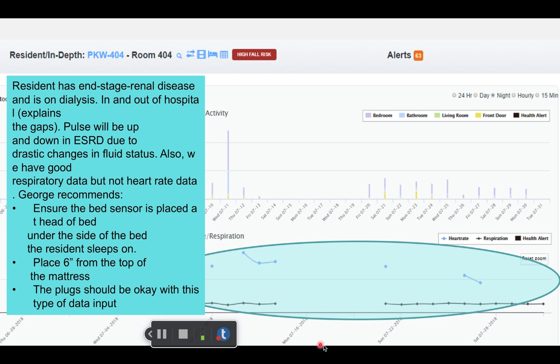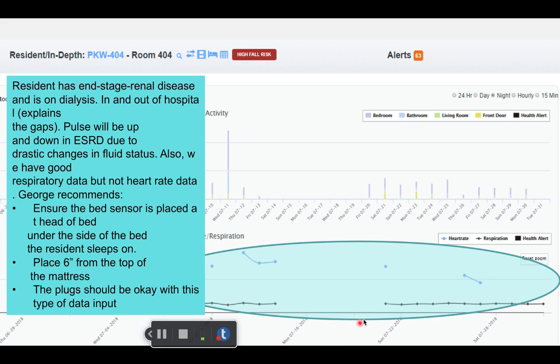I put an oval around this because that's what I want to pay attention to. You can see that the resident's heart rate, although sporadic, is up a little bit higher, and then we suddenly have this drop in the heart rate on this right side. First of all, we need to check the bed sensor and make sure it's placed correctly and plugged in correctly. But what we also notice is that this resident has end-stage renal disease and is on dialysis.